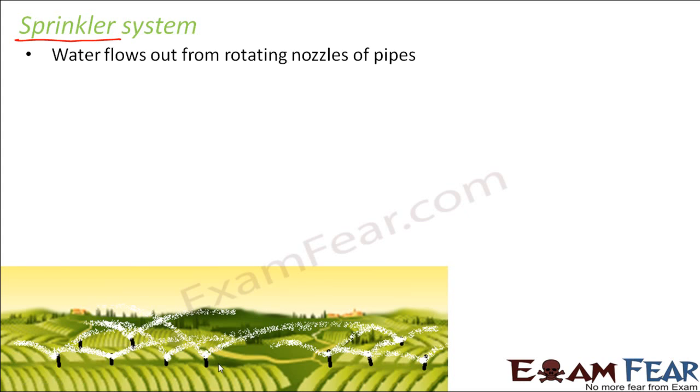So let us see what this is. Here water flows out from rotating nozzles of pipes. These are the rotating nozzles. It keeps on rotating, and as it rotates, the water coming out of it will also rotate. Wherever the pipe is located, considering that as the center, all the area surrounding it will receive the water because the nozzle is rotating like this. Therefore, the water which is being thrown also gets thrown in that entire circle, right? So that is how the sprinkler system works.